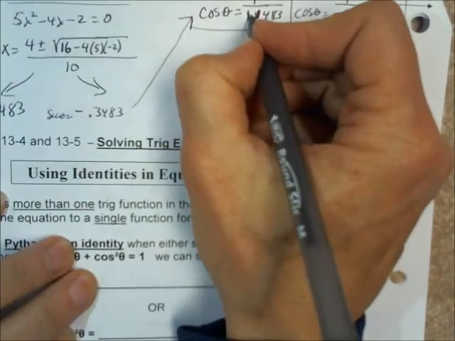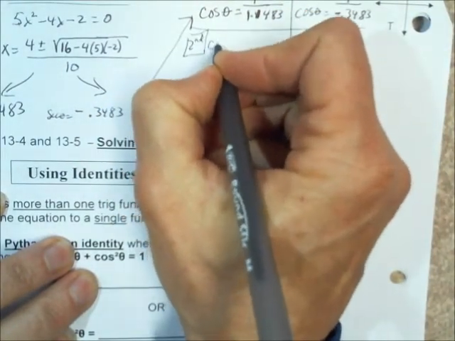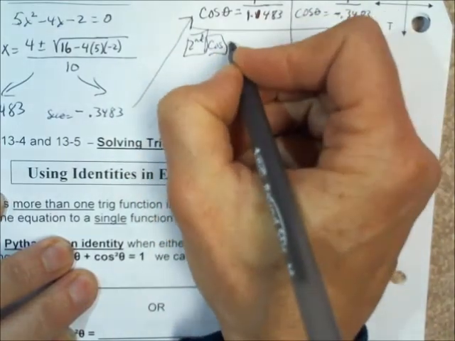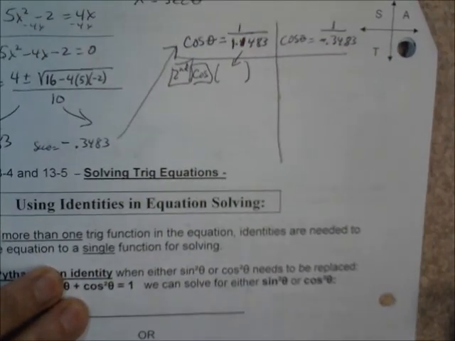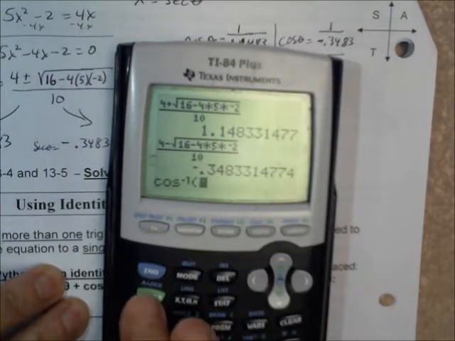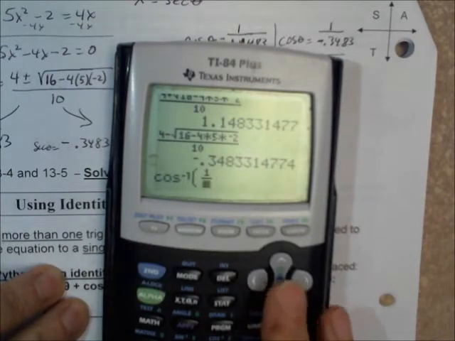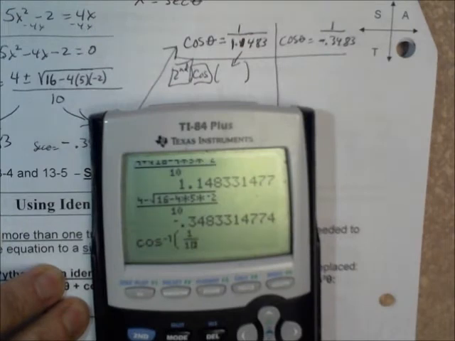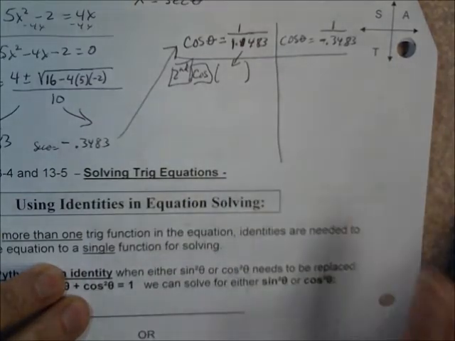So let's get a reference angle now. Let's do secant inverse of this value right here. I'm not going to rewrite it again. So secant inverse of, I'll make that a fraction, 1 over 1.1483. So our reference angle is 29 degrees.